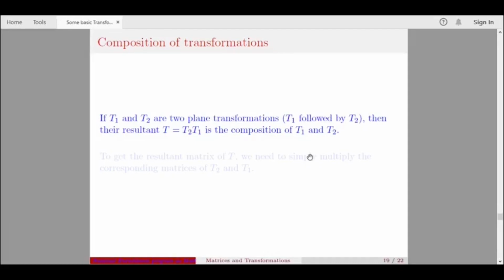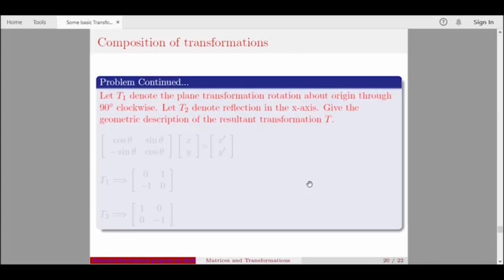Another problem. Let T1 denote the plane transformation rotation about origin through 90 degree clockwise, and let T2 denote reflection in the x-axis. Give the geometric description of the resultant transformation T. So here we have two transformations. First T1 is applied and then T2 is applied. We have to find the resultant transformation T, which is T2 composition T1.